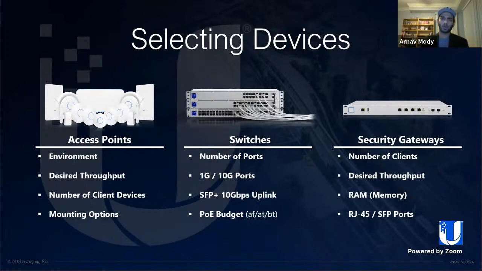As I mentioned, what we call security gateway in UniFi is the router. So this is almost the brain of your network. This decides how the network is being directed or routed. So there also we do have a few options, and based on the number of clients, based on the throughput, based on the RAM memory you're looking at, you will see which is the best security gateway for your needs.